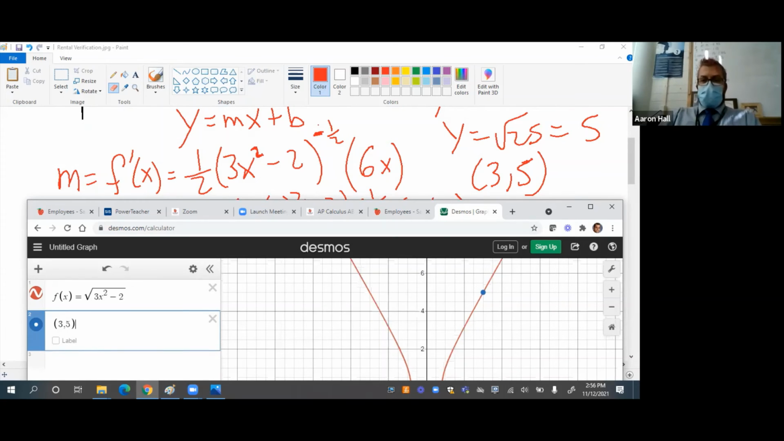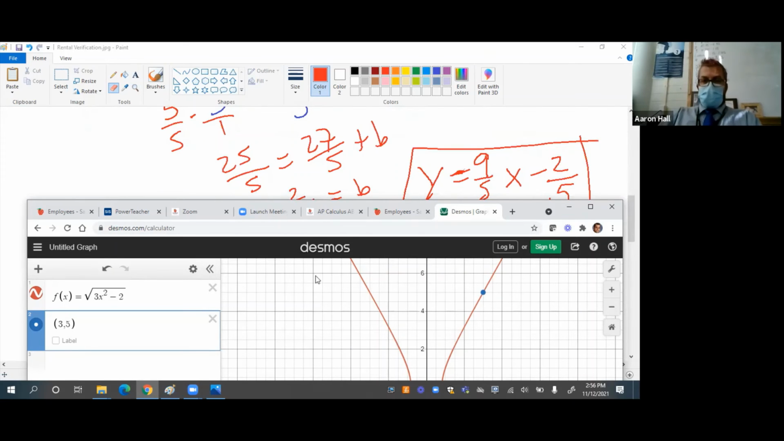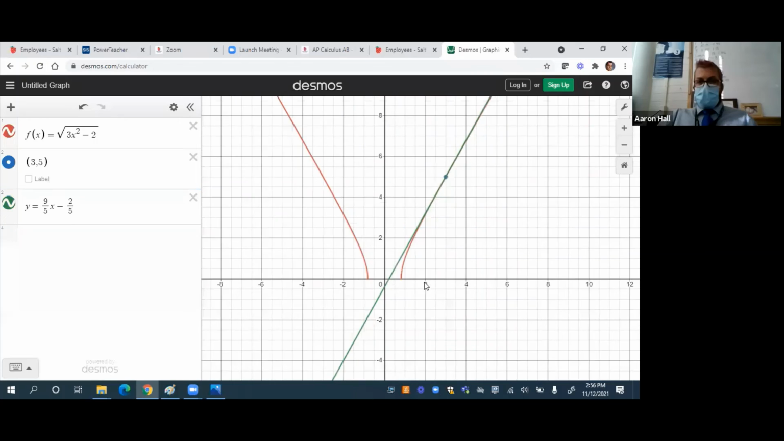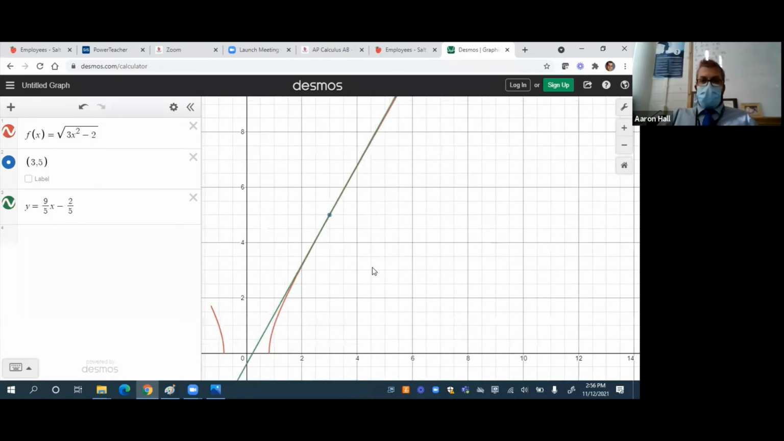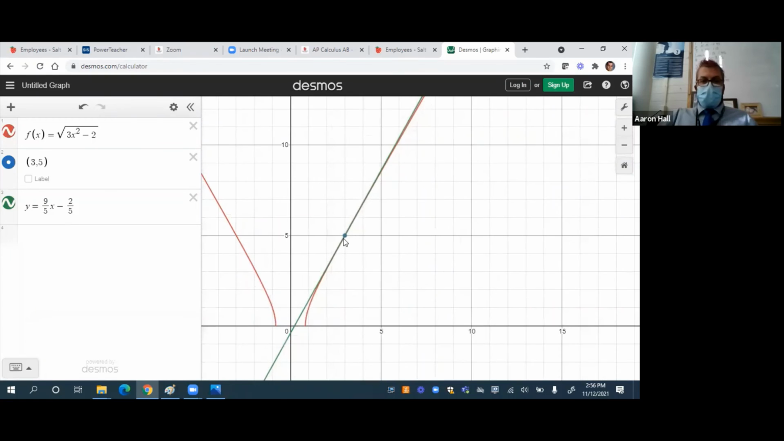And we calculated the tangent line to be y equals 9/5 x minus 2/5. How did we do? Looks good. Right there. Yeah, looks good. Looks good to me too.